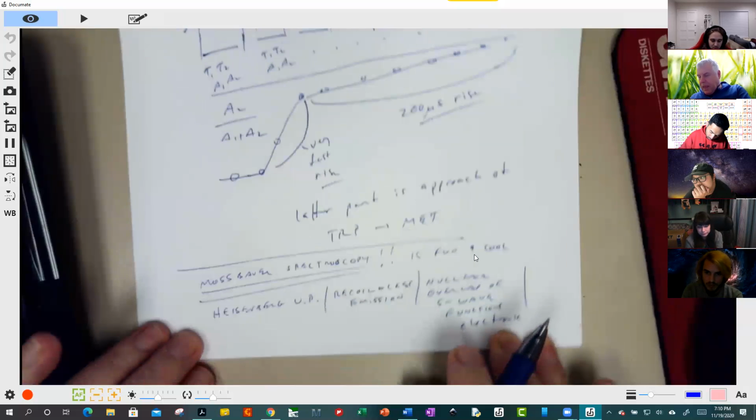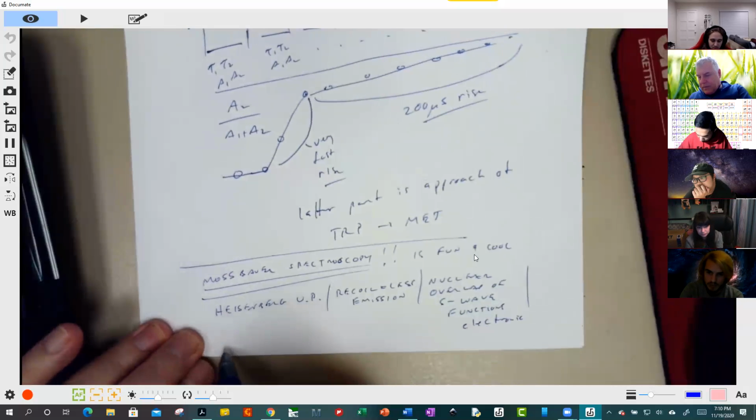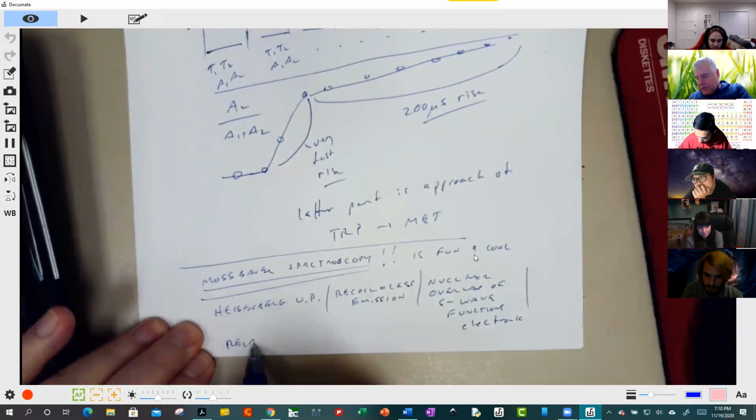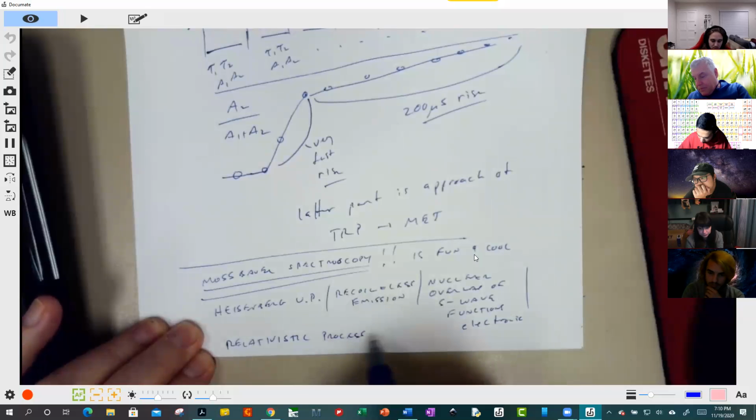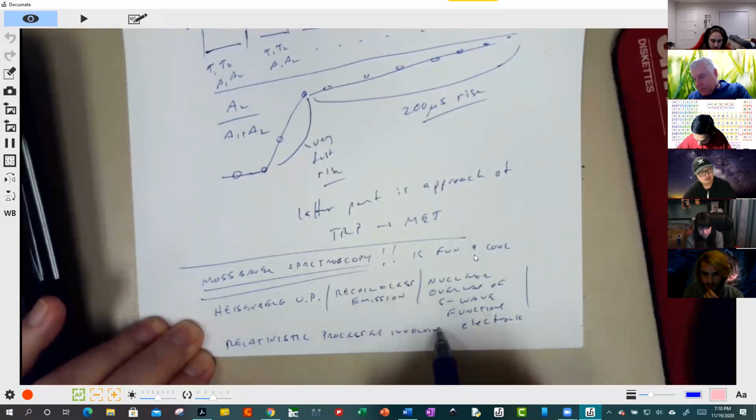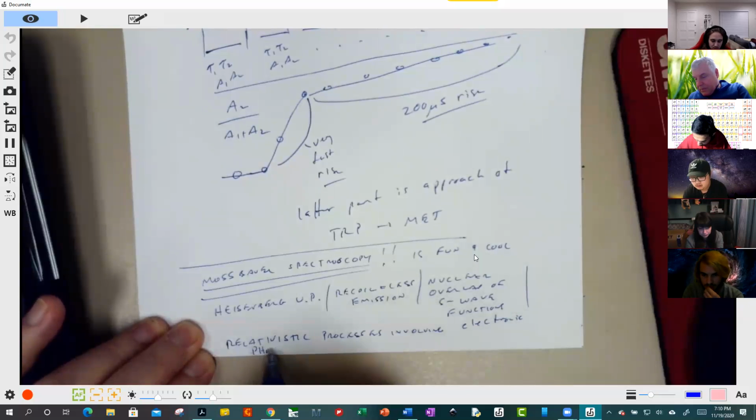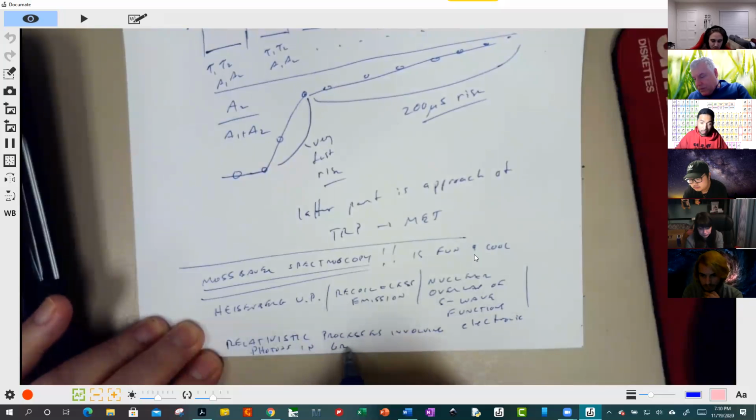and relativistic processes involving photons. Photons in gravitational fields.